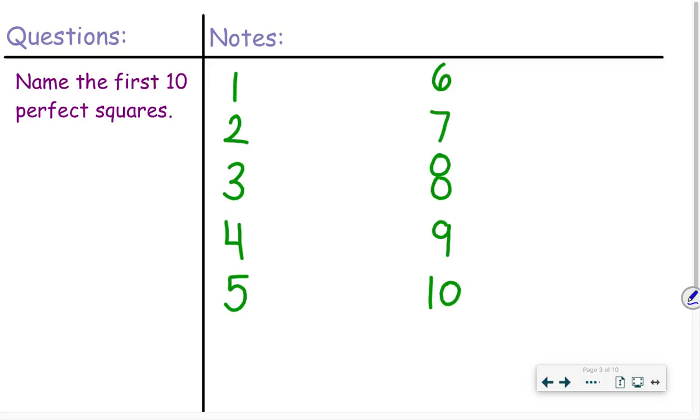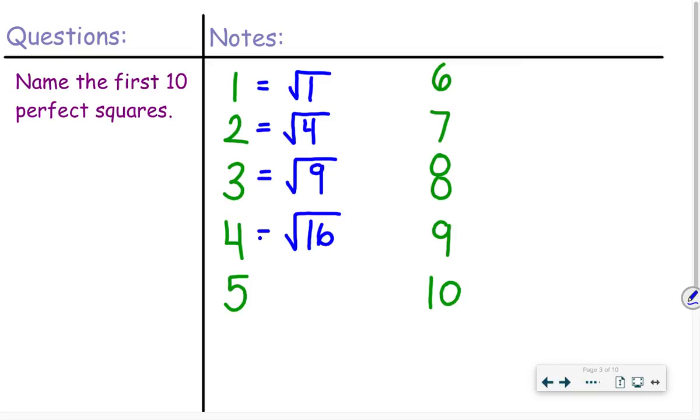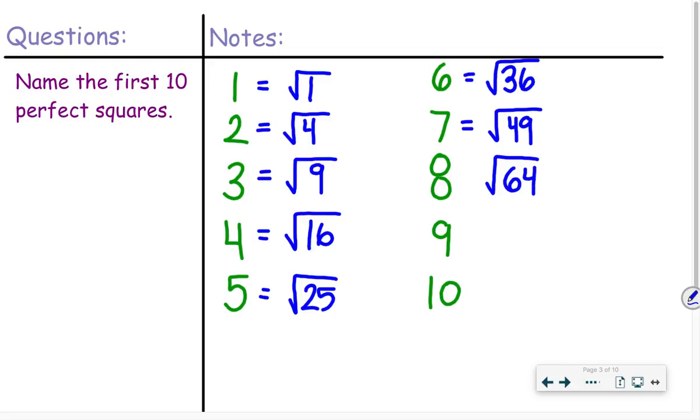So the square root of 1 is 1. The square root of 4 is 2. The square root of 9 is 3. The square root of 16 is 4. The square root of 25 is 5. The square root of 36 is 6. The square root of 49 is 7. The square root of 64 is 8. The square root of 81 is 9. The square root of 100 is 10.